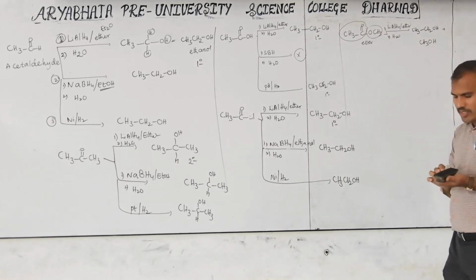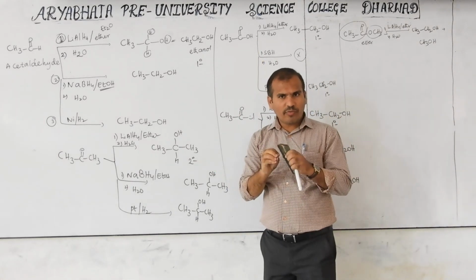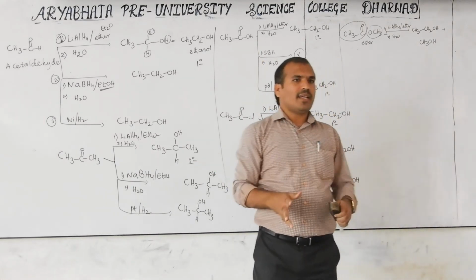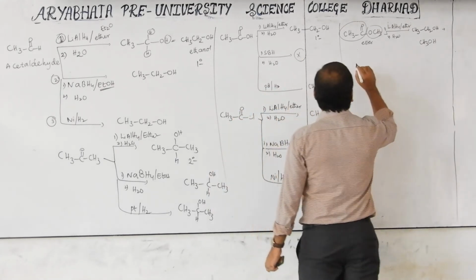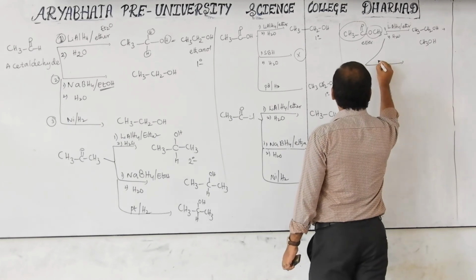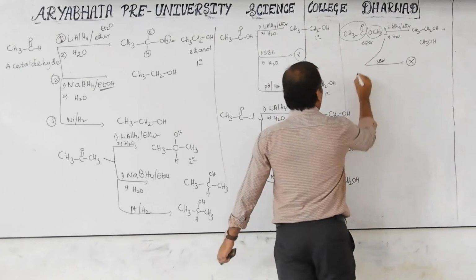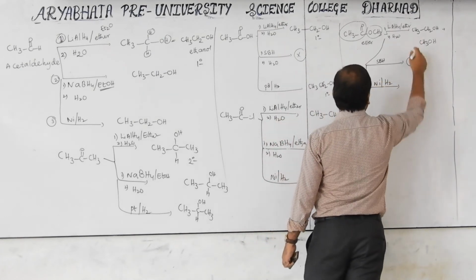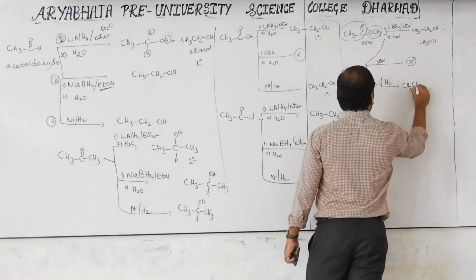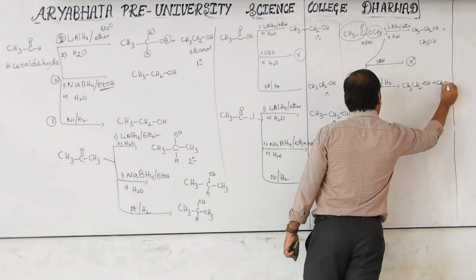In your textbook it is given that acid and alcohol combine to form ester. Again, this ester on reduction is converted to alcohol. Okay. Next, if you take sodium borohydride, there is no reaction, already given. Next, if you take nickel and hydrogen, it will give the same product, CH3CH2OH plus CH3OH.